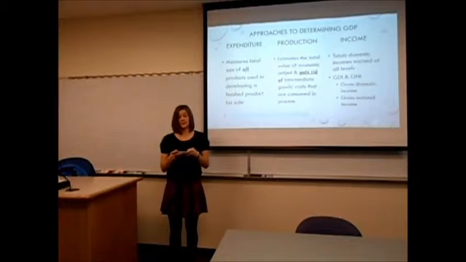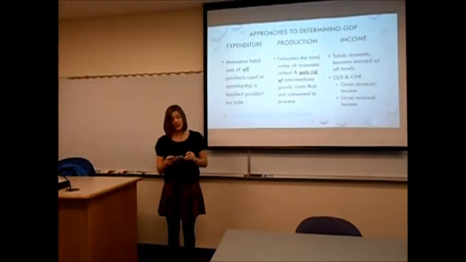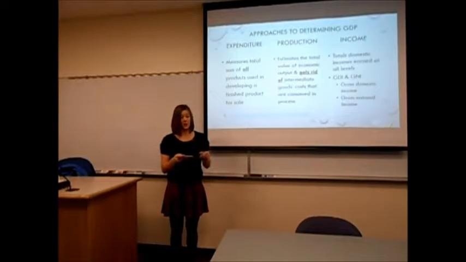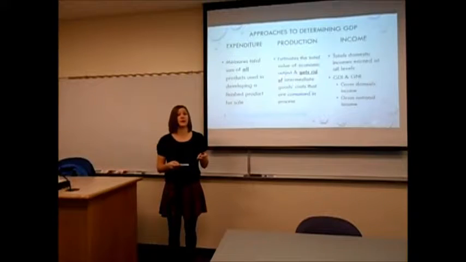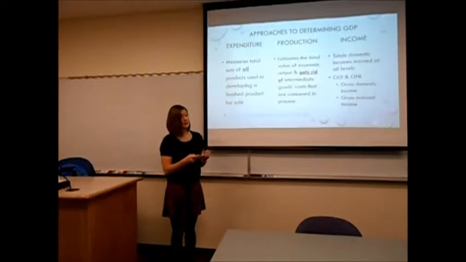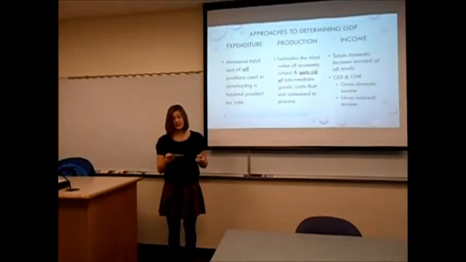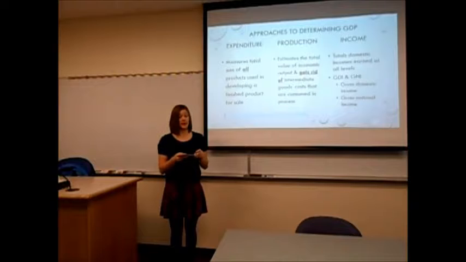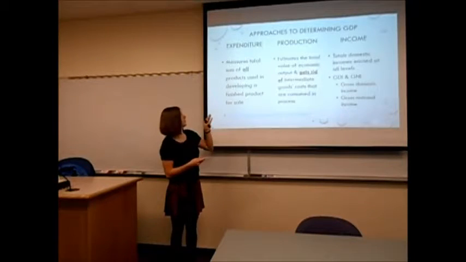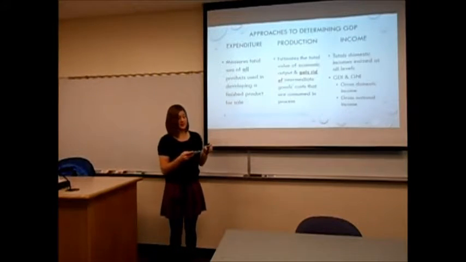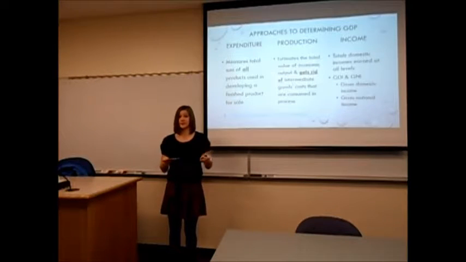So the first of these approaches, expenditure. This measures the total sum of all products used in developing a finished product or a sale. The production method is actually the exact opposite of the expenditure approach. This estimates the total value of economic input and gets rid of the intermediate goods costs that are consumed in the process. So when expenditure takes all the products used, production gets rid of the intermediate goods cost.